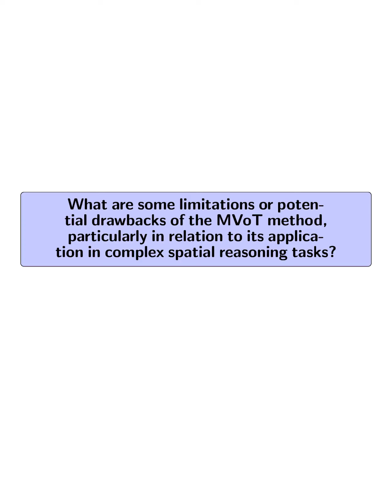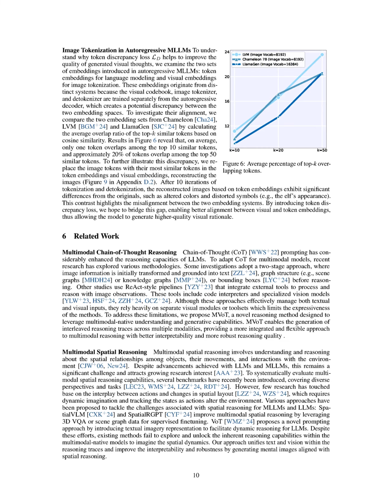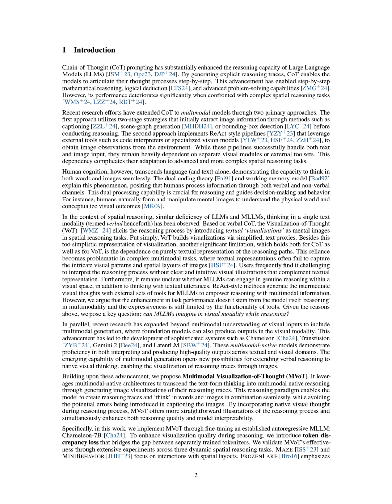What are some limitations or potential drawbacks of the MVoT method, particularly in relation to its application in complex spatial reasoning tasks? The MVoT method, while innovative, has notable limitations, particularly in complex spatial reasoning tasks. One significant drawback is its reliance on the quality of image tokenization and generation, which can lead to inaccuracies in visual thoughts, as evidenced by the observed blurring of details in generated images for tasks like FrozenLake.